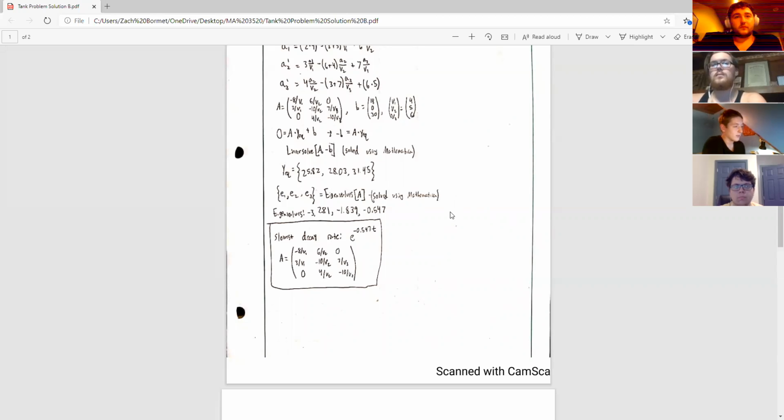And then the last part to do is to solve for how long it takes the tanks to reach steady state values. And that can be found using the eigenvalues of the system. So all you have to do, we did it in Mathematica, is find the eigenvalues of that A matrix, and then the smallest eigenvalue, which in our case was negative 0.547, that's your slowest decay rate. It's e to the smallest eigenvalue times t. And that's how you solve it.